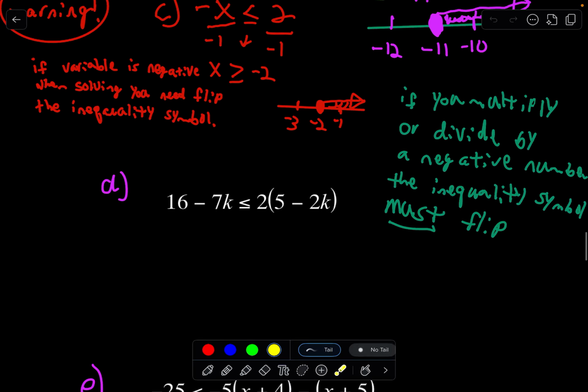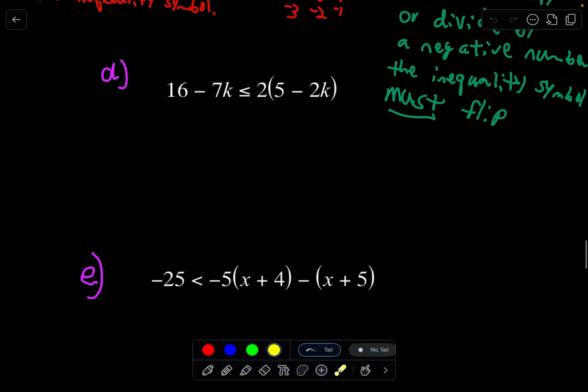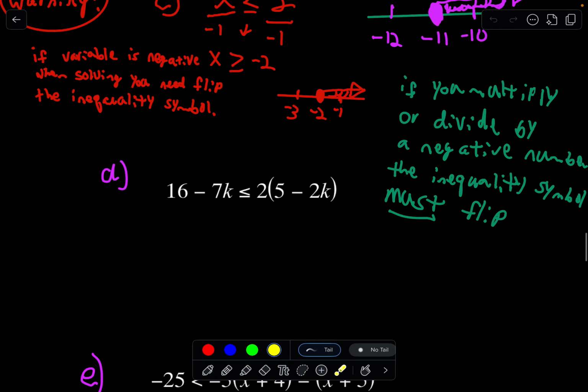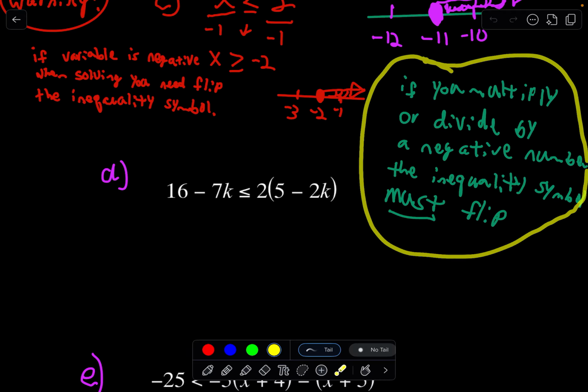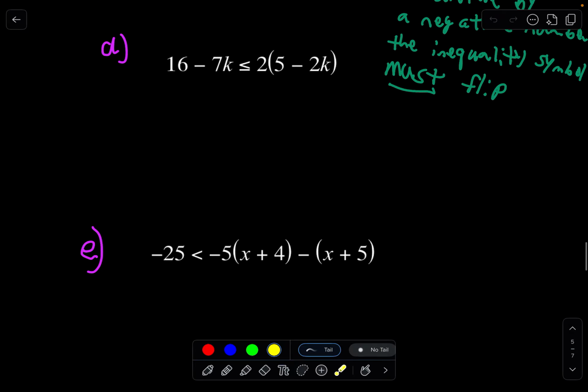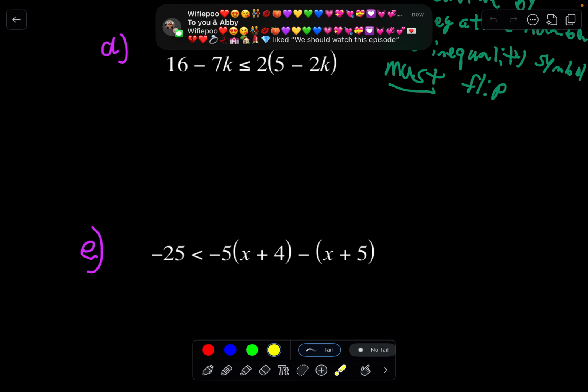Okay, here's example D. Remember, the big takeaway from the last example was if you have a negative variable, which means when you're solving, you're going to end up dividing or multiplying by a negative number, you have to flip the inequality sign, which is something that most students will forget. So don't be one of those students. So here's just another example of a somewhat complicated, not too bad, inequality.